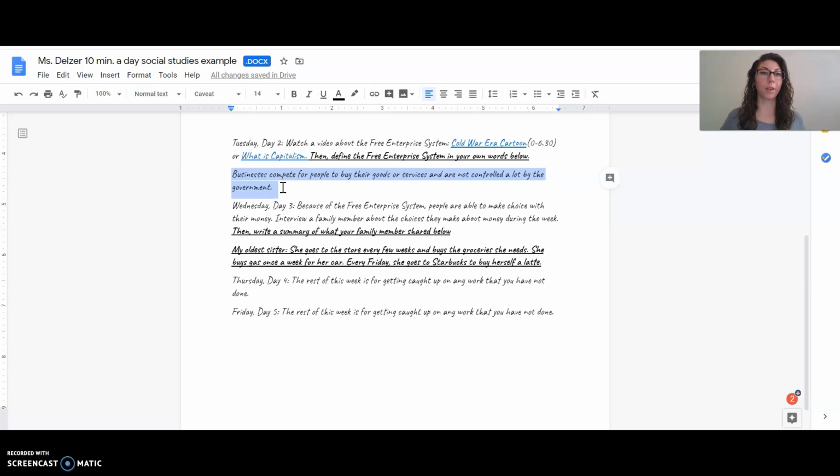My example is: a free enterprise system is where businesses compete for people to buy their goods or services, and they're not controlled a lot by the government. Again, you may say something similar to my example, but please do not copy my example word for word.